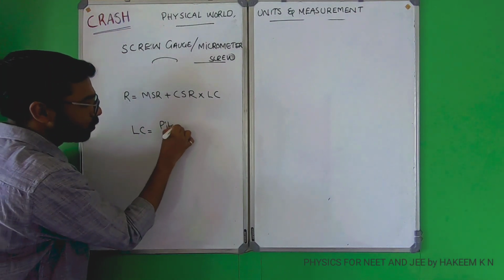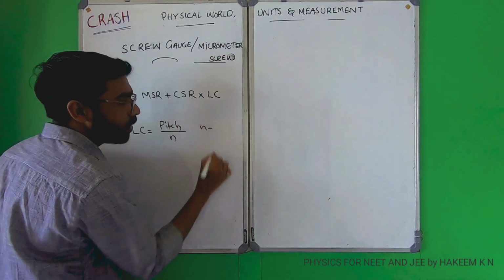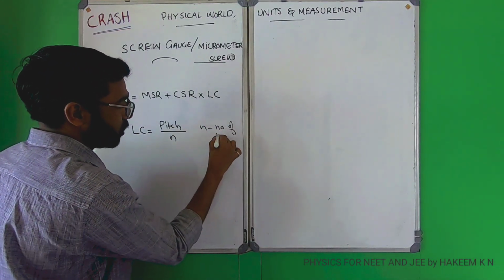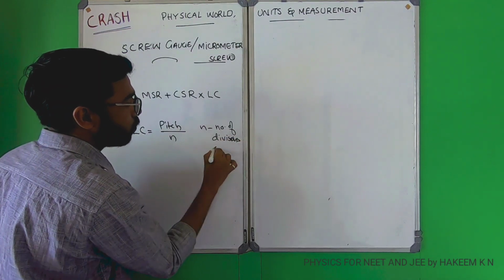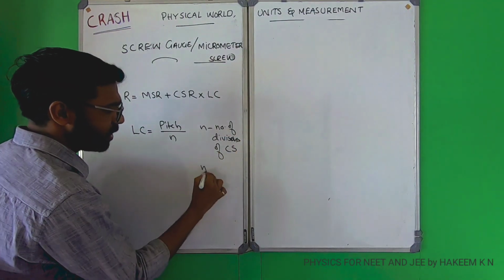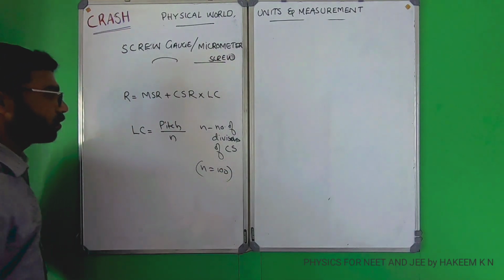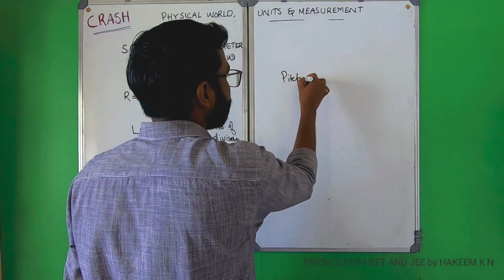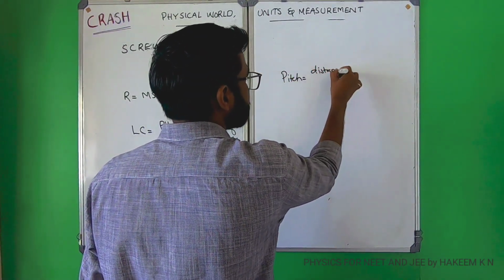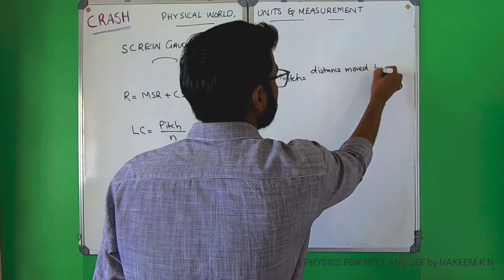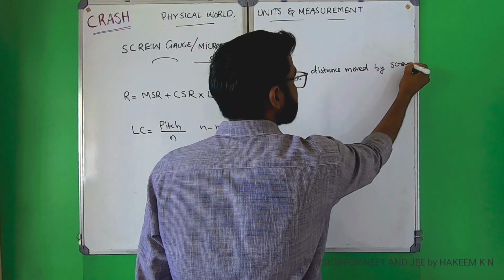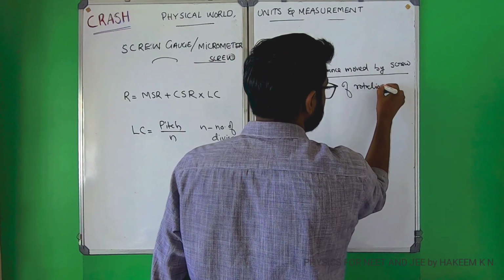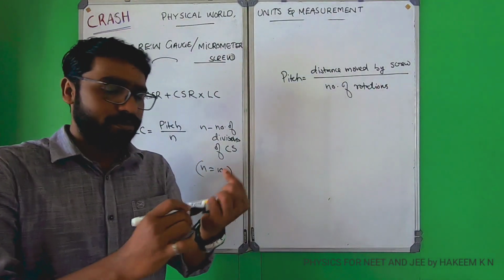What is least count? Least count equal to pitch by n. What is n? Number of divisions on circular scale. It is usually 100. Normally it is 100. Least count is pitch by n. Here pitch equal to distance moved by screw by number of rotations.